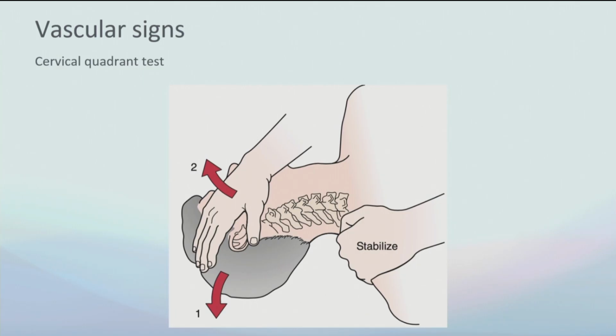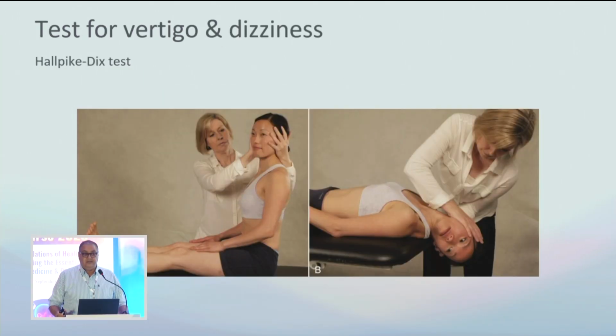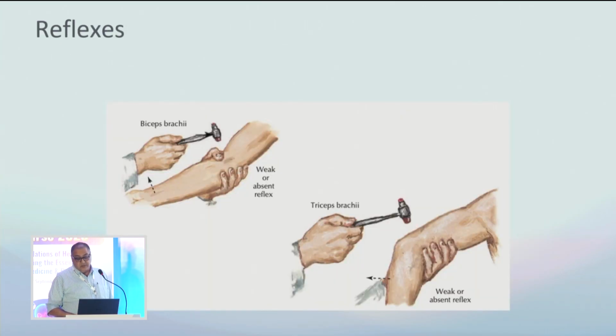But we have to differentiate, because another common thing that we usually see is BPPV, benign paroxysmal positional vertigo. It is not very specific, but still it works. The Hallpike-Dix maneuver: long leg sitting, turn the head 35 to 40 degrees, and then you suddenly take the head down below the plane of the bed. Then reflexes, we all know.